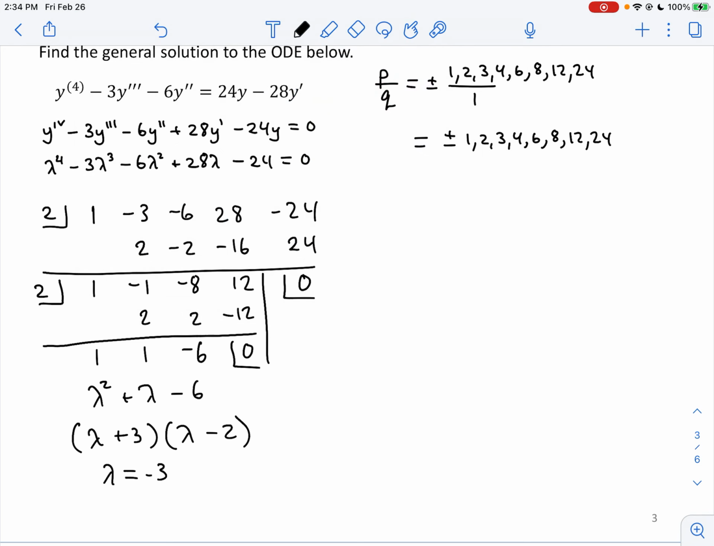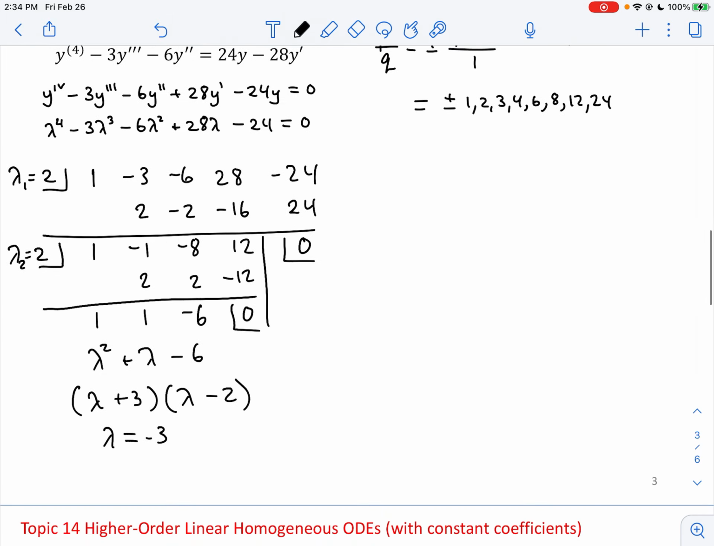Once you get a remainder of 0, then that's one of our roots. We'll call it lambda 1. Lambda 2 is the other time, so 2 is a root again. Lambda 3 is -3, and lambda 4 is another 2. So this is a case where we have 2 repeated 3 times. So the roots are 2, 2, 2, and -3.